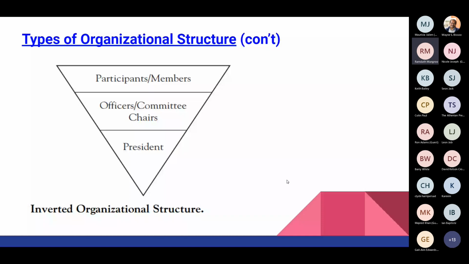Now, in the last slide, we saw that the president was at the top. The president at the top is basically more of a command and control system. But here we see that the president is at the base of the system. And this speaks to the president really being a support role for the top. So we have the members at the top and the president at the base. So the president really supports the members.